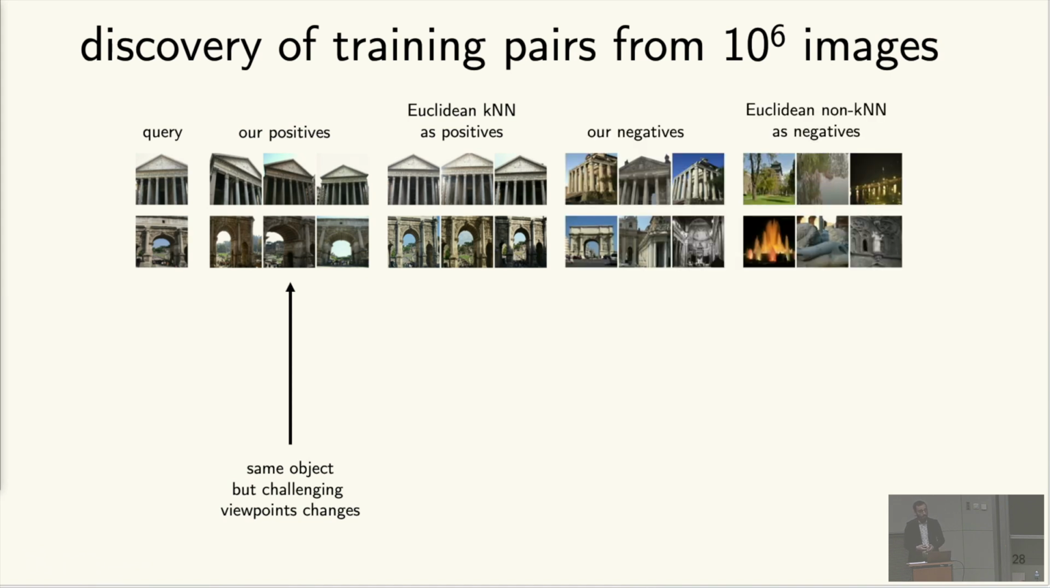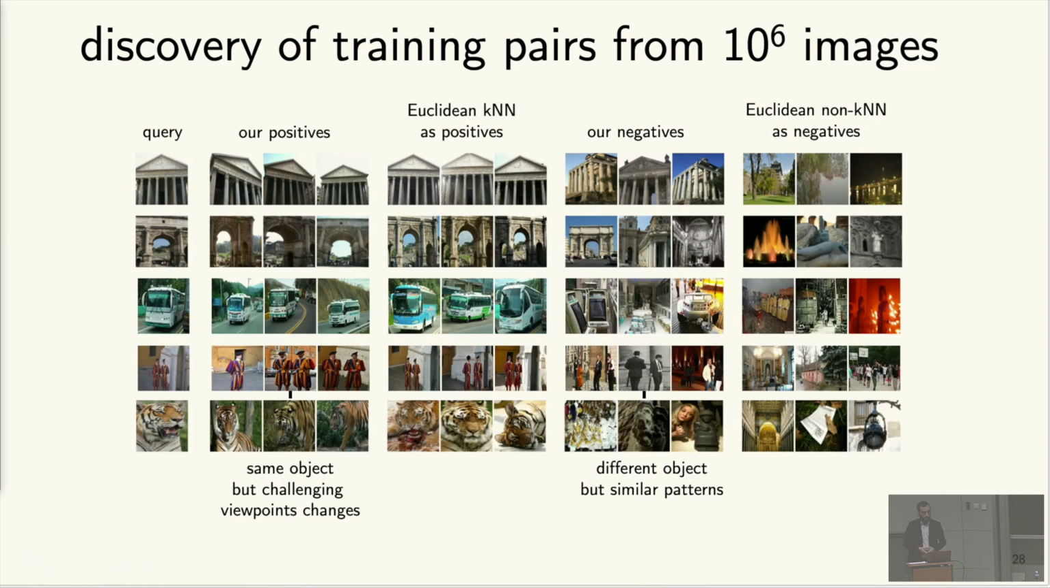Correspondingly, for the negatives, we choose, again with a trivial approach, as negatives the images that are not neighbors with respect to Euclidean distance. Again, in both cases, these are truly negatives. But the difference is that in our case, we have different objects that tend to have similar patterns with the objects depicted in the query. And the high quality of the selection holds also for different kinds of objects that tend to repeat in the large collection.